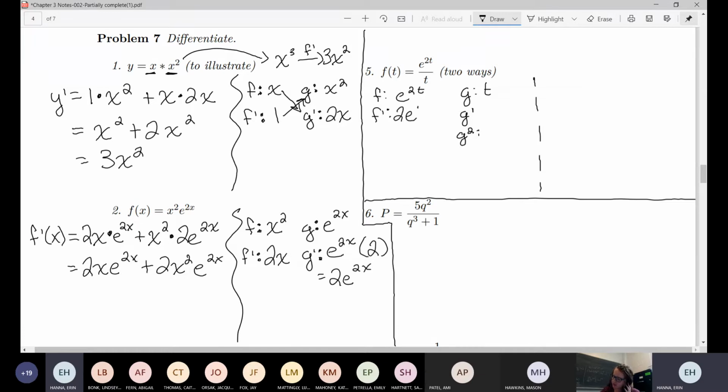Well, that's going to be 2e to the 2t, either by the e to the kx rule or that similar kind of chain rule way that I just did down here. What's the derivative of t? It's 1. And what's g squared? Well, if g is t, then g squared is t squared.